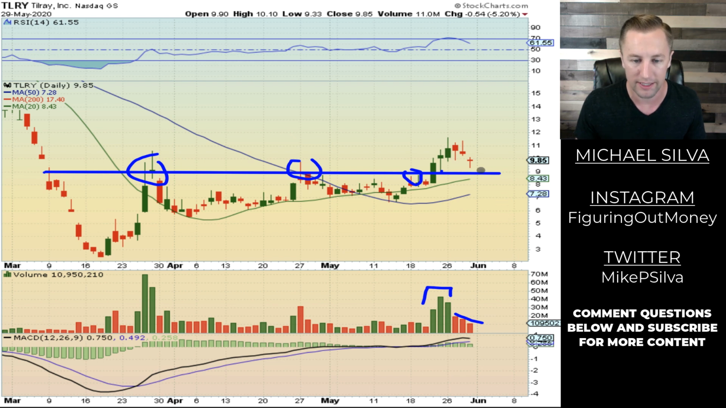So how would I play this? I would just kind of enter in right above $9. Okay, I don't want to miss the entry. I'd have a stop loss probably just below the 20 period moving average. The 20 period moving average is at $8.43, so I'd probably be at like $8.35.